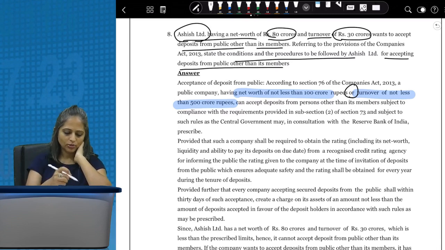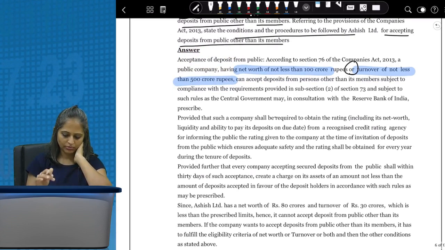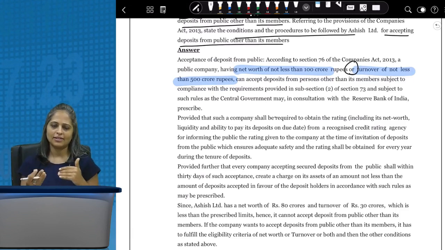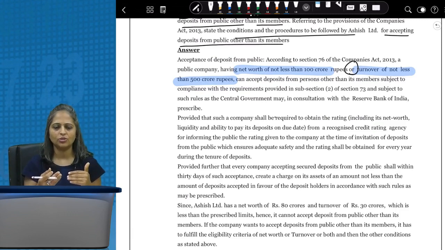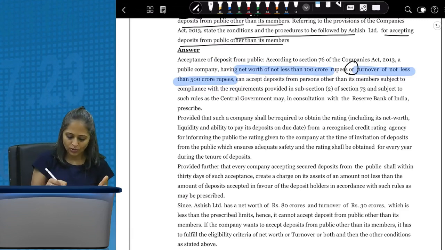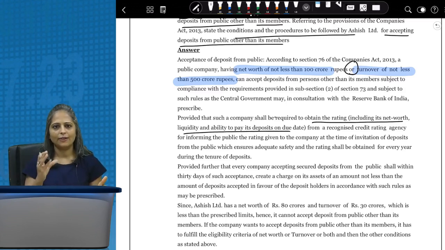Also, going through the question, just want to mention that you will also have to write that if in the exam you are asked a question where the net worth is more than 100 crores, then the company will also have to obtain a rating. So you will have to go to a credit rating agency and obtain a rating. Credit rating basically says how good you are in repaying the credit or the loans that you have taken, and it will give you a ranking based on your performance, and based on that ranking people decide whether they want to invest in your company or not.